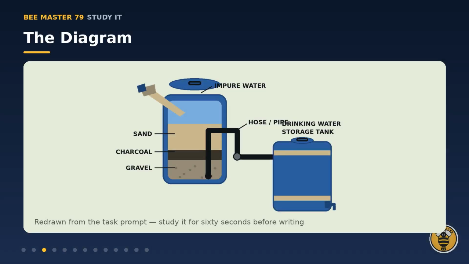Take a good look. On the left there is a large barrel with a removable lid. Impure water is poured in by hand at the top. Inside the barrel there are 3 layers of filtering material, stacked one above the other: sand at the top, then a thin band of charcoal, and gravel at the bottom. A hose runs from the base of the barrel, up the inside, out through the side wall, and then down into a second, smaller barrel on the right. That second barrel is the drinking water storage tank, and it has a tap near the bottom.